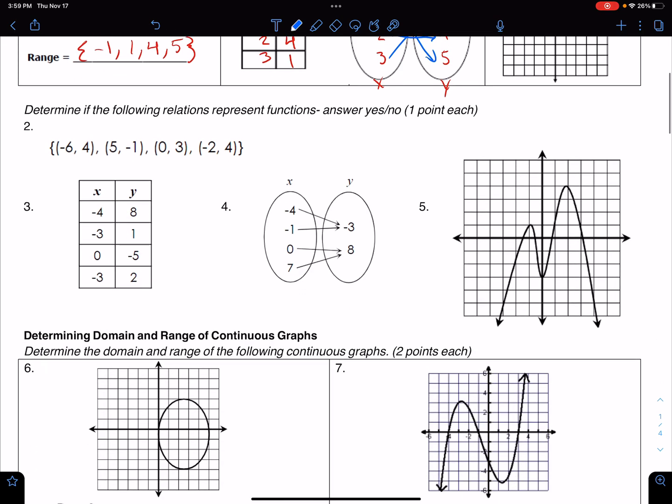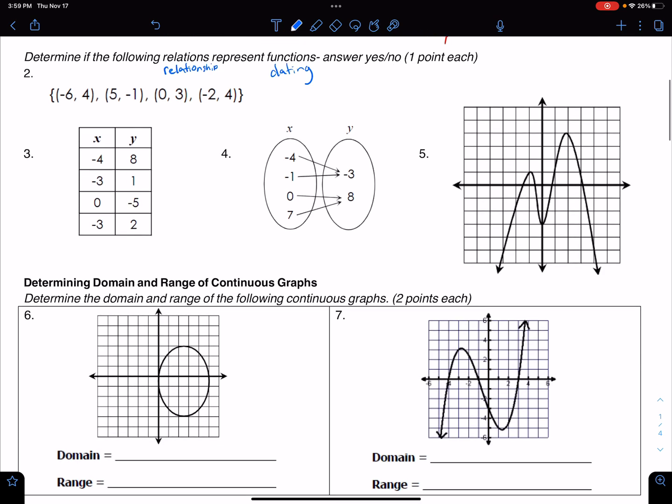Okay, on to number 2. It says determine if the following relations, remember relations sounds like the word relationship, represent functions. And we think of functions as dating. So it says answer yes or no. Are the following functions? So we look at the first one. And I'm asking myself, does each x go with exactly one y? I say yes. So the first one is yes, because all my x's go with one y.